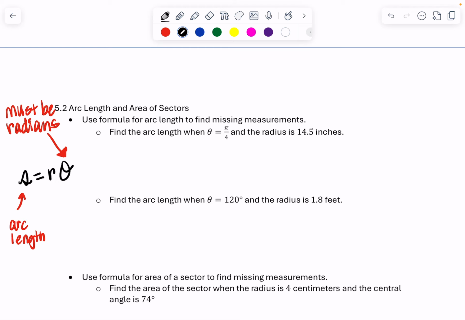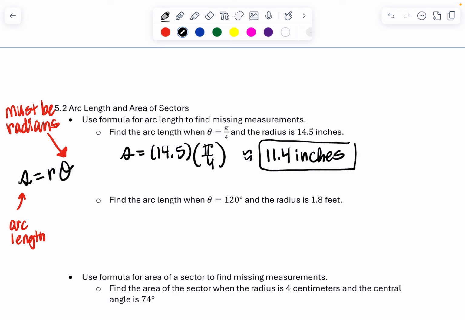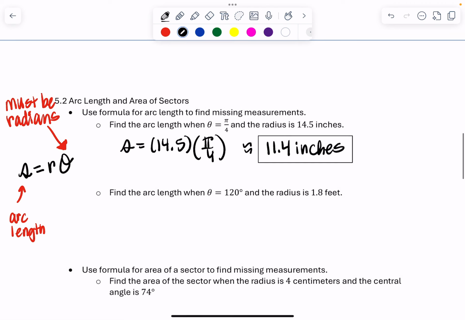All right, so let's see. The first one, find the arc length when theta is pi over 4 and the radius is 14.5. So S is equal to the radius, 14.5, times theta, pi over 4. The nice thing about this is it's already in radians, because that is radians. So at this point, I can just plug all of this, pi and everything, in my calculator, round it off. Okay, this is about 11.4 inches. Now on the test, it's going to tell you where to round to. So just pay attention, whether it's 1, 2, 3, whatever. Here I'm just going to do 1, because that's what we did in our notes in the class.